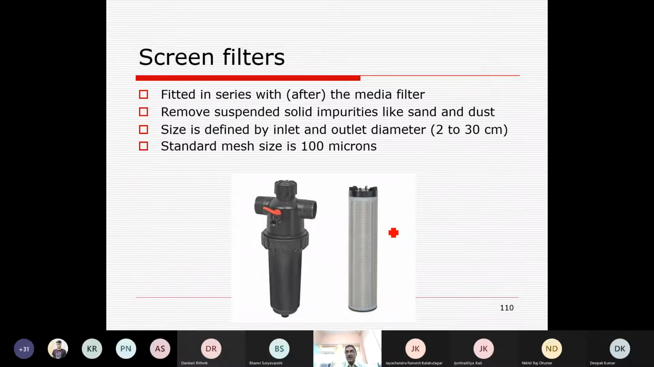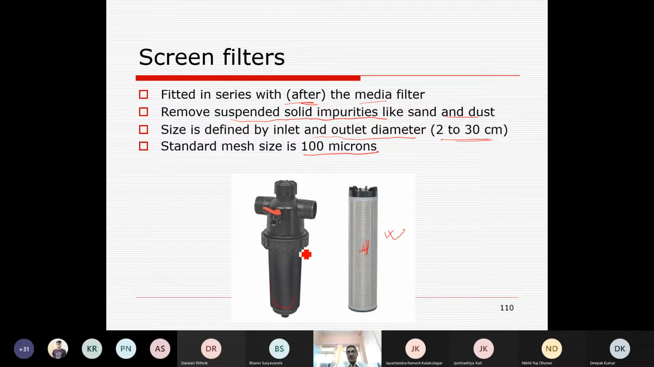You might have seen in our household water filtering unit, like AquaGuard. So it's a screen filter that is fitted in series, basically after this media filter, and it removes suspended solid impurities like sand and dust that come along with the water. Size is defined by the inlet and outlet diameter, depending on the requirement to be supplied to the drip irrigation system, and varies from 2 to 30 centimeter. The standard mesh size of this screen is generally 100 microns.